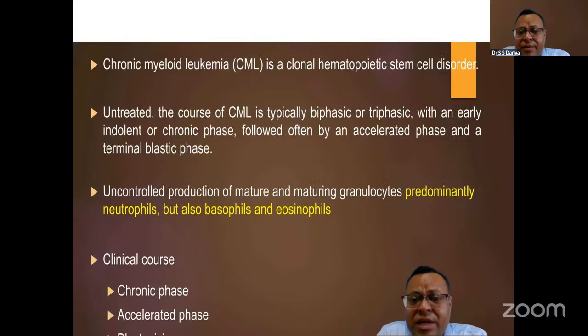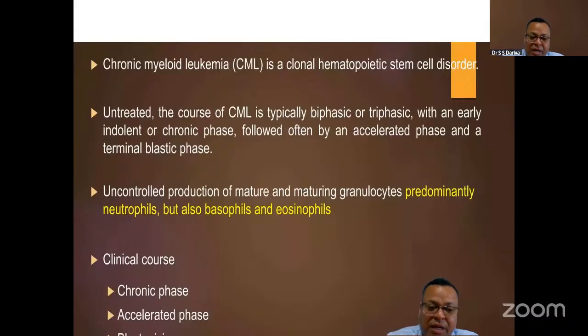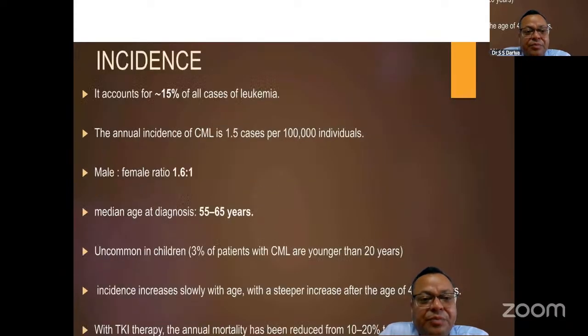CML is a clonal hematopoietic stem cell disorder, and if untreated, it typically presents in a biphasic or triphasic course, with an early indolent or chronic phase, followed by an accelerated phase, and the terminal last phase, the blast phase. There is uncontrolled production of mature granulocytes, predominantly neutrophils, but also basophils and eosinophils. Clinical course: chronic phase, accelerated phase, and blast phase.